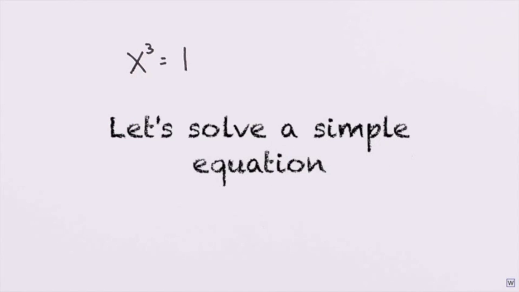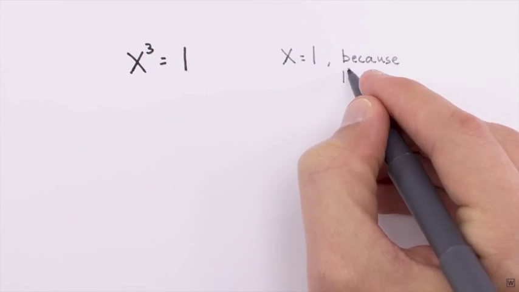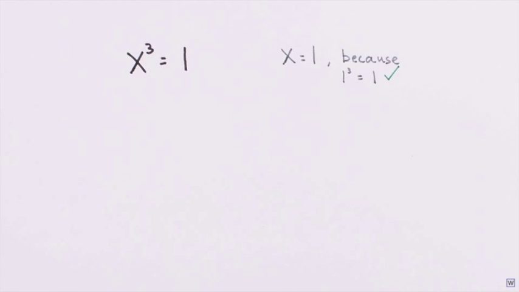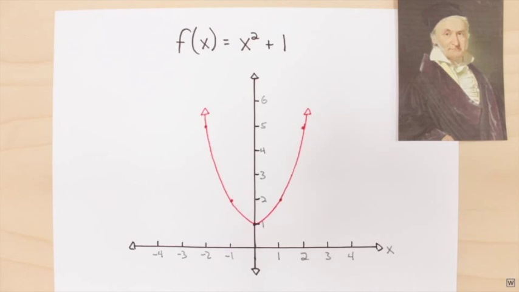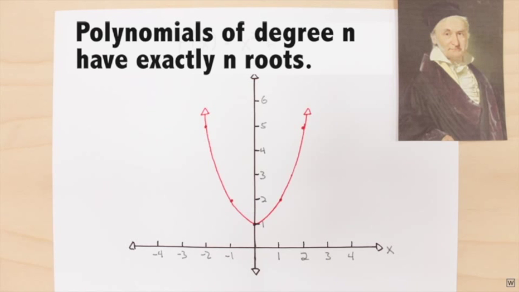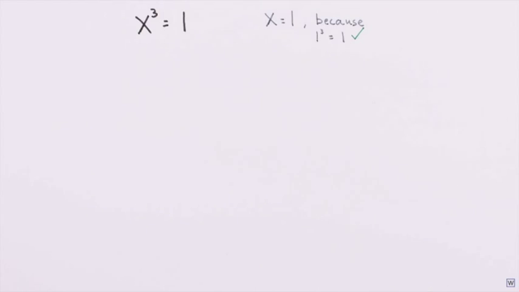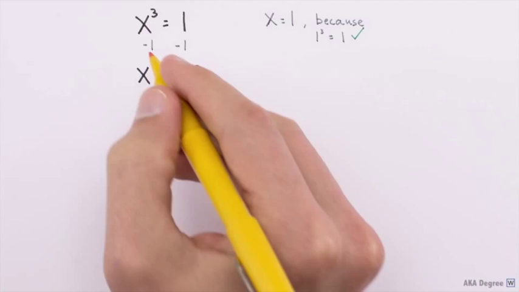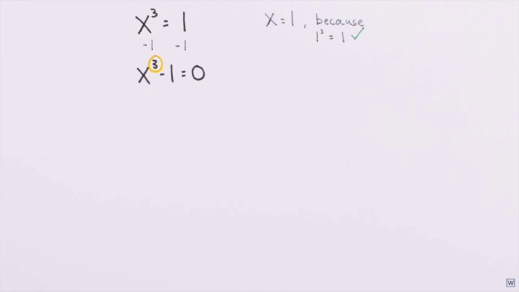Let's solve a simple equation. x cubed is equal to 1. What value of x makes this equation work? If you set x equal to 1, 1 cubed is 1, so we got the answer. But there are more answers. In the first part of this video, we introduced the fundamental theorem of algebra, which says polynomials of degree n have exactly n roots. If we rearrange our equation as x cubed minus 1 equals 0 to make it a more obvious polynomial, our degree is 3, so the equation must have 3 solutions.